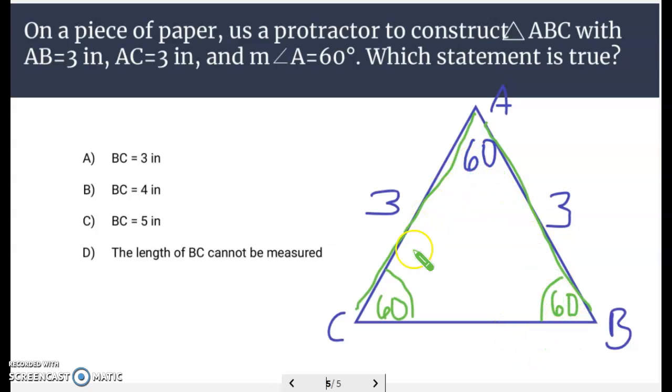And since all three angles are 60, their opposite sides will all have to be the same as well. Side CB also has to be 3, just like the other two sides. That would be this choice here.